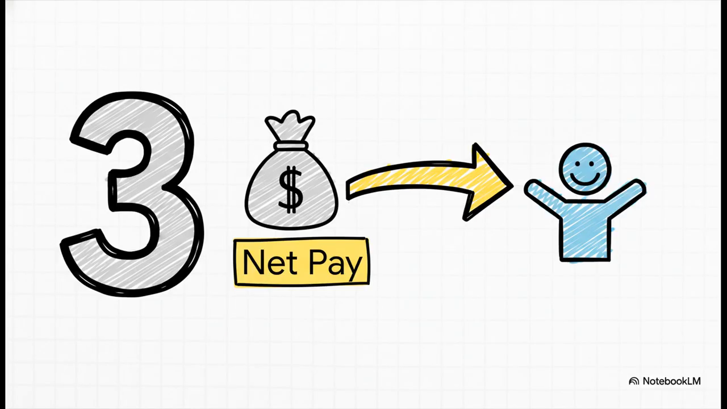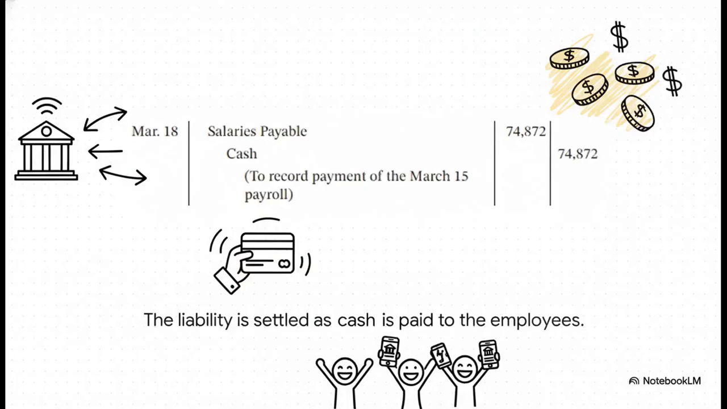Okay, the final step in this whole dance is actually the simplest one: paying the employees. This is where the company finally makes good on its direct promise to its workers. The accounting here is nice and clean. That salaries payable liability we talked about gets cleared from the books, and the company's cash balance goes down by the exact same amount. This entry is the digital record of that moment money finally moves from the company's account into the employee's hands.